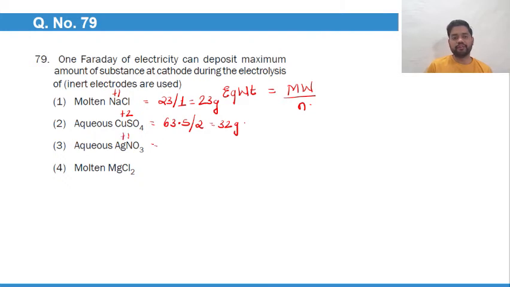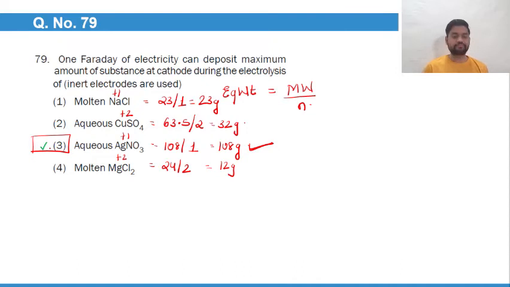Silver nitrate, again plus 1. Molecular weight is 108, and the number of electrons lost or gained is 1. That is 108 grams. Right, and magnesium, that is plus 2, its molecular weight is 24 by 2, loss or gain of electrons is how much? 2, so that is equal to how much? 12 grams. So out of all these, the maximum is of what? Silver nitrate. So this will be the right answer. 79, option number 3 is the right answer.